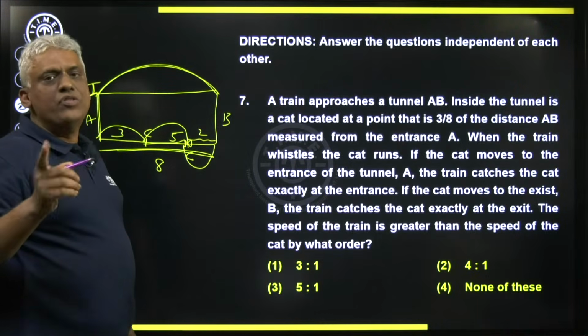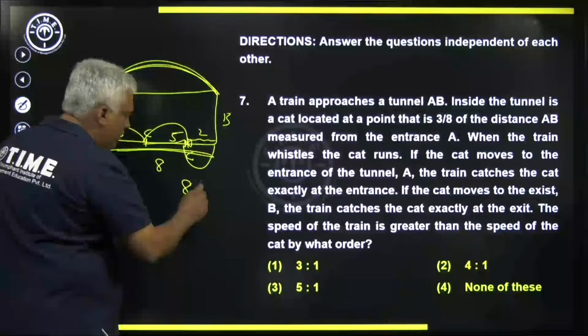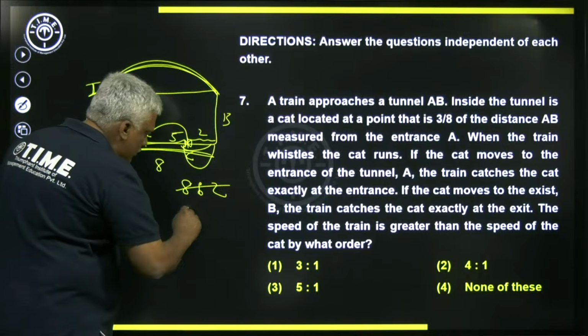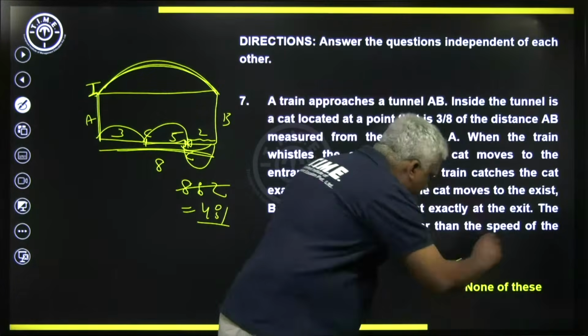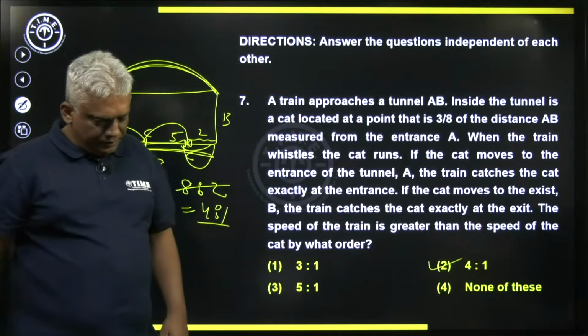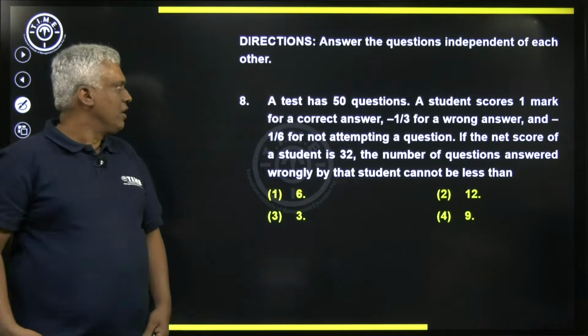Now here time is constant. Time is constant, equal to parts of distance. The cat is covering 2 parts. So the ratio of speed is 4:1, right? So that's the answer, option 2, right? I hope this is clear. Let's go to the next question, guys. Try this one.